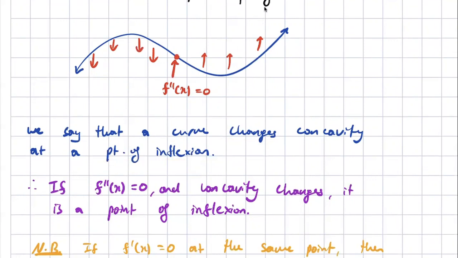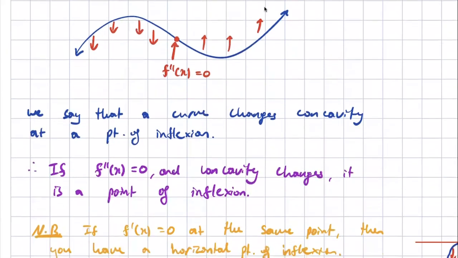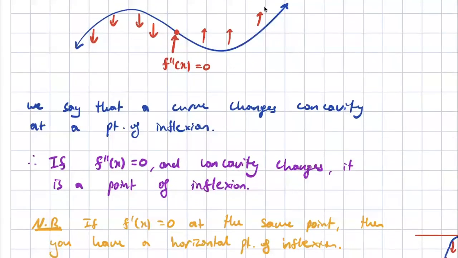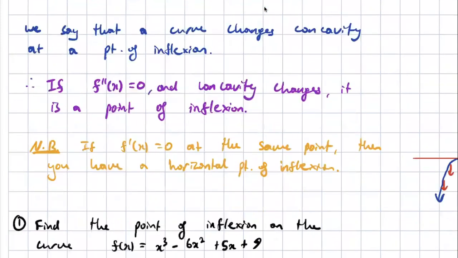So our definition, and I really encourage you to put this in a red box, because this is probably the most important and pertinent takeaway from this lesson today, is that if the second derivative is equal to 0, and, heed my words, the concavity changes, then it is a point of inflection, okay? Guaranteed.